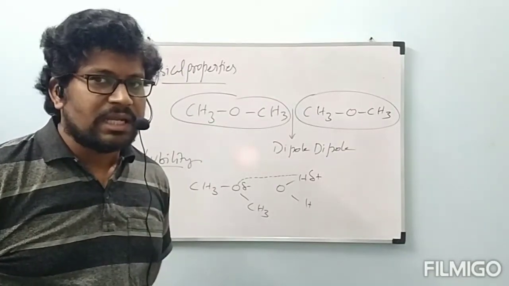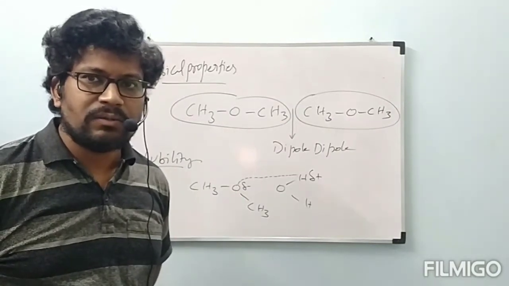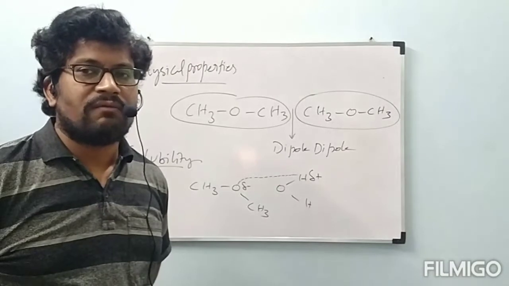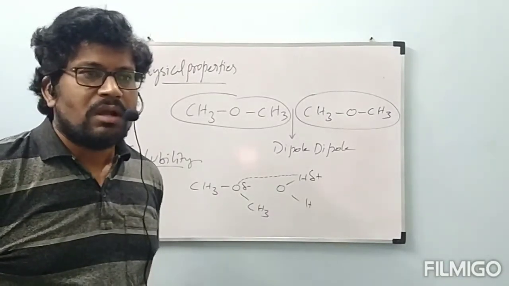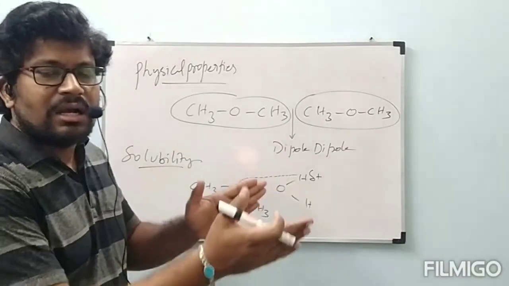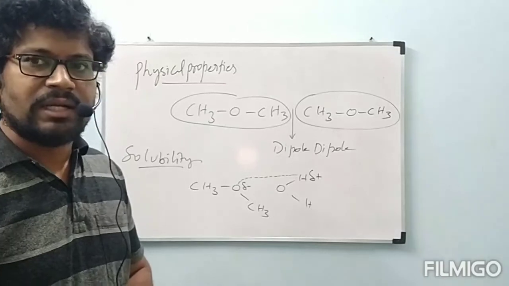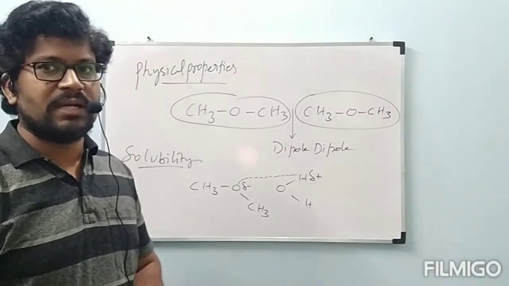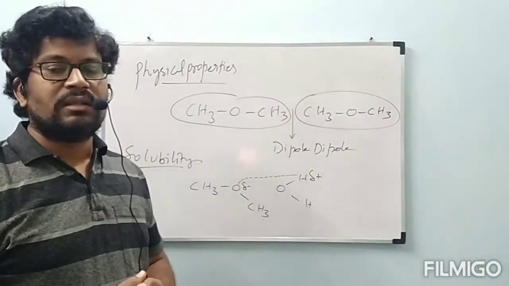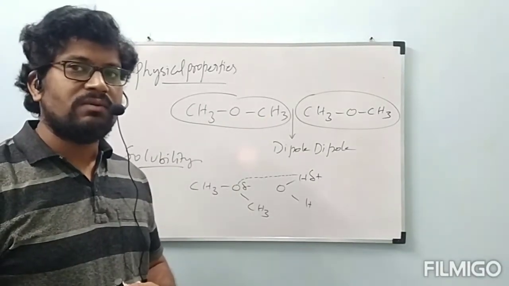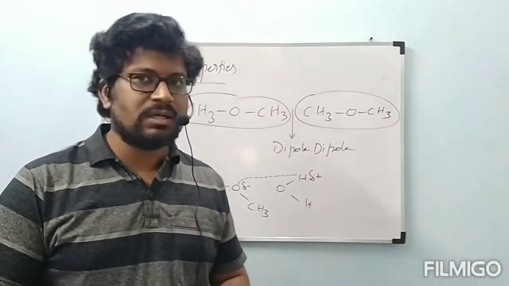Because of this, ethers have low melting and boiling points when compared to alcohols of almost the same molecular weight. So ethers and alcohols with almost comparable molecular mass: ethers have low melting and boiling points because they cannot form hydrogen bonds, but alcohols can form hydrogen bonds because they have two conditions: a highly electronegative atom, as well as hydrogen bonded to that highly electronegative atom.